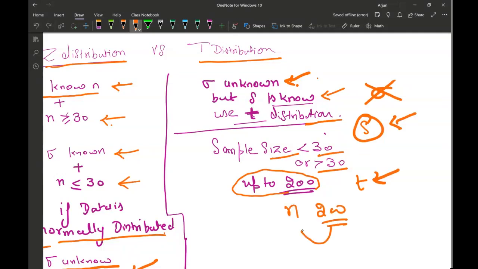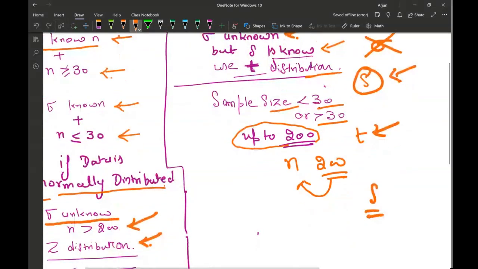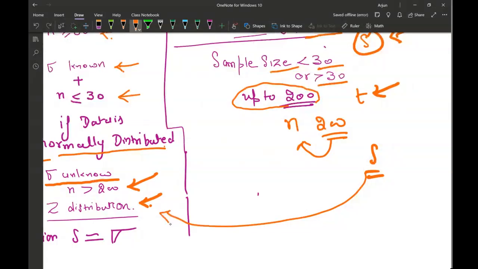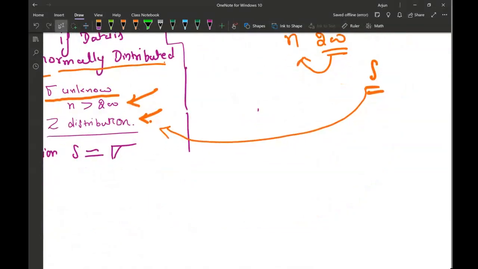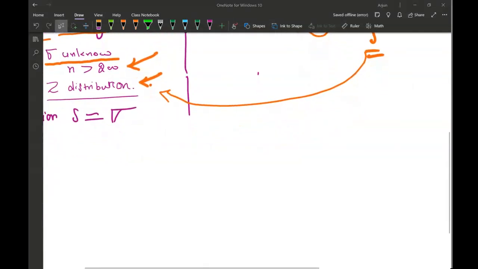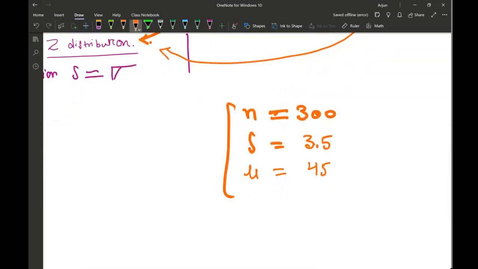If the sample size goes beyond 200, although you are given the S value, you can then move to the Z distribution. So here is an example I'm going to take for you guys, and you can let me know what you're going to do. Sample size is equal to 300, the S value is given to you, let's say 3.5, and the mean value is also given to you, let's say 45. Which distribution are you going to use for this kind of question?